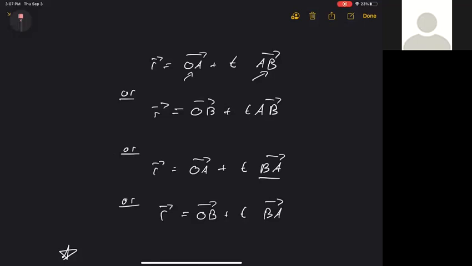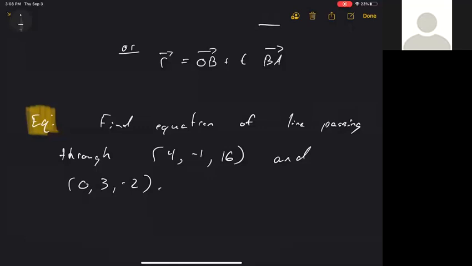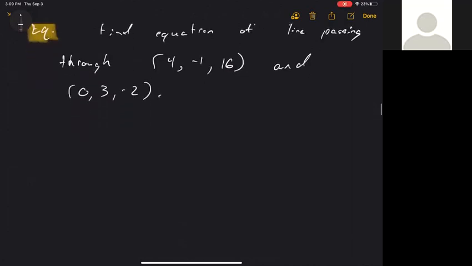So again, let's try an example. Let's find the equation of a line between 2 points. Let's find the equation of the line passing through (4, -1, 16) and (0, 3, -2). So first thing I need to do is find a parallel vector. Let's call this A and this B. My parallel vector, I could use either AB or BA. Let's use AB.